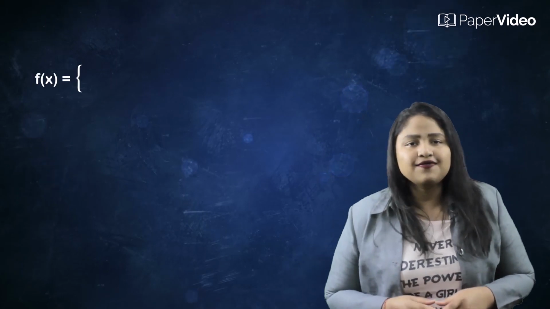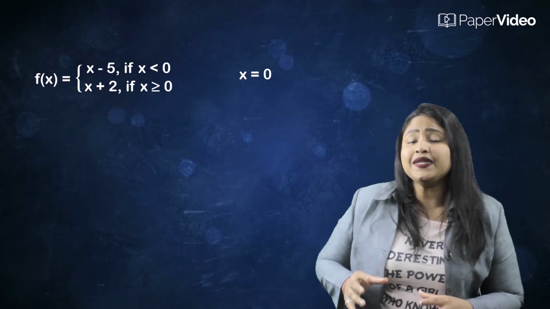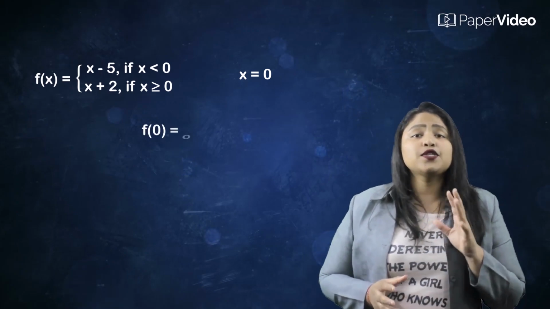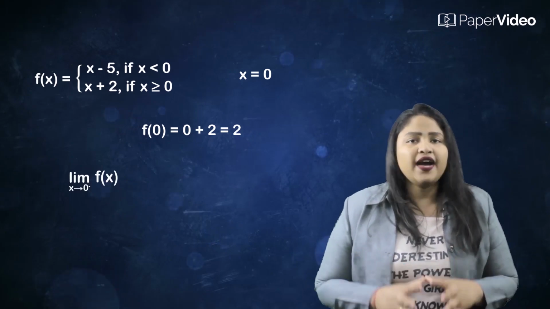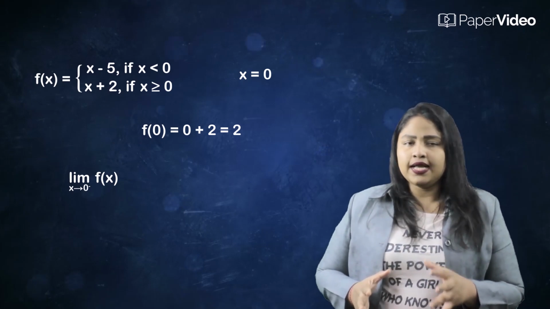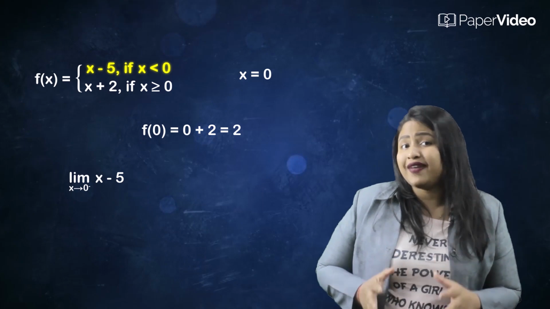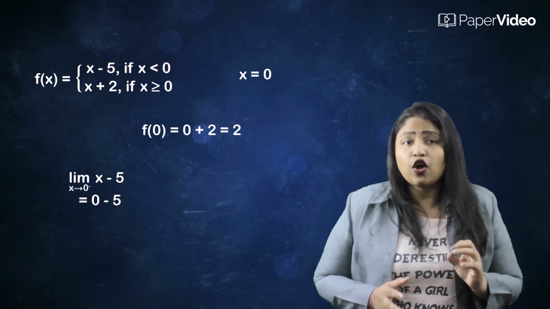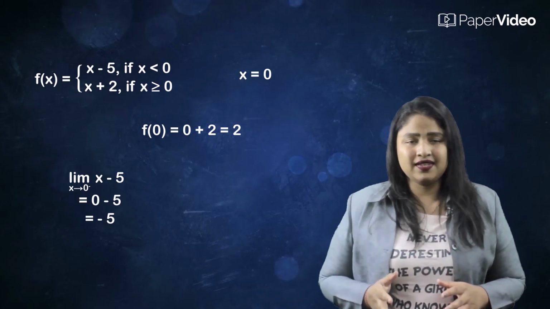Suppose we have this function and we want to discuss its continuity at x equals 0. Then at x equals 0, the value of the function is 2. Now let us find the left hand limit of the function at x equals 0. It is given that when x is less than 0, f of x equals x minus 5. So the left hand limit of the function at x equals 0 will be minus 5.